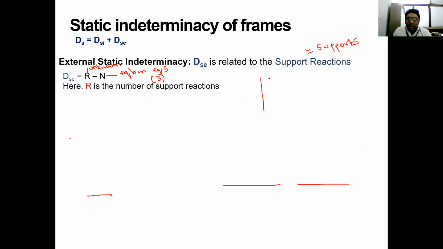Let us say, for example, I have a frame like this. Now I am cutting this section here exactly at this point. What will happen? I have cut that section. It is divided into two parts because I made a cut. Because of the cut, I have a horizontal reaction, a vertical reaction, and a moment. So in total, how many reactions are there at the cut point? 3.